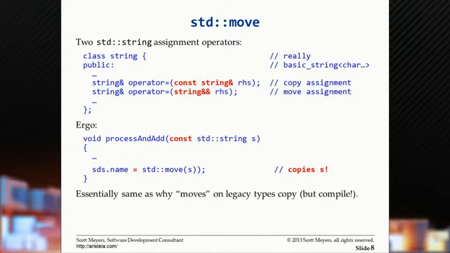But that same backward compatibility means that if, for example, you have a constant object which does support move, and you cast it to an R value, it will be copied.